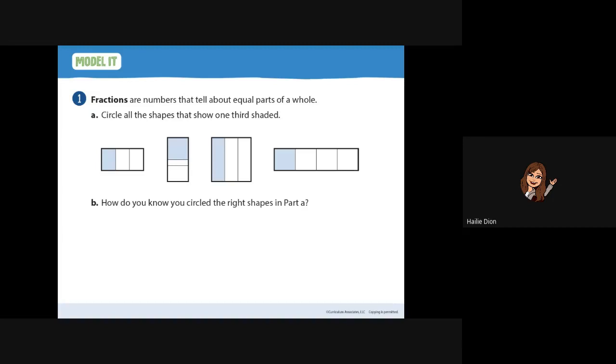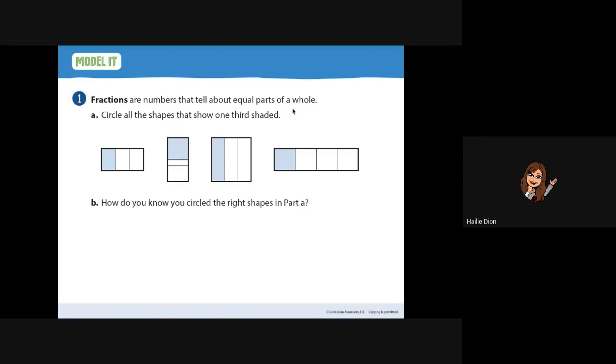So like I said in the video yesterday, the top number shows how many of the objects are shaded, and the bottom number shows how many there are total. So in this case, we have 1/3, and that means that the 1 is our numerator, the 3 is our denominator. So we're looking for shapes that have 3 equal parts and have 1 part shaded in. So you can see this one has 1 out of 3, and this one has 1 out of 3.